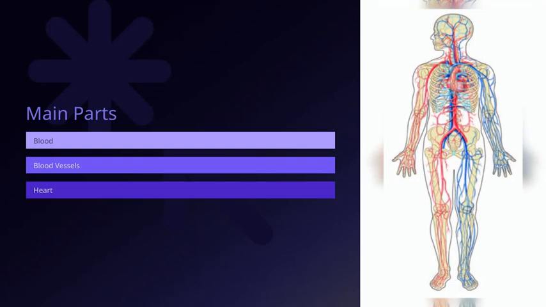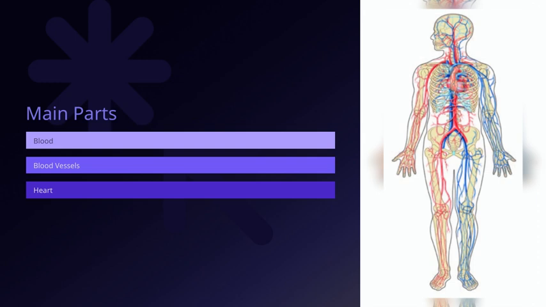Now, let's take a closer look at the main parts of the circulatory system. First up is the blood itself. Blood is essential because it carries oxygen and nutrients to all parts of the body, while also removing waste products. It's made up of different components like red blood cells, white blood cells, platelets, and plasma, each playing a vital role in maintaining our health.